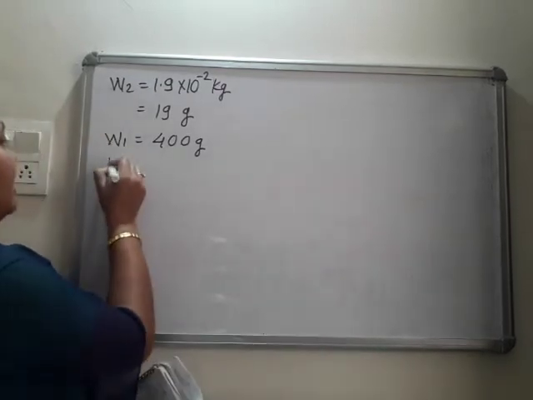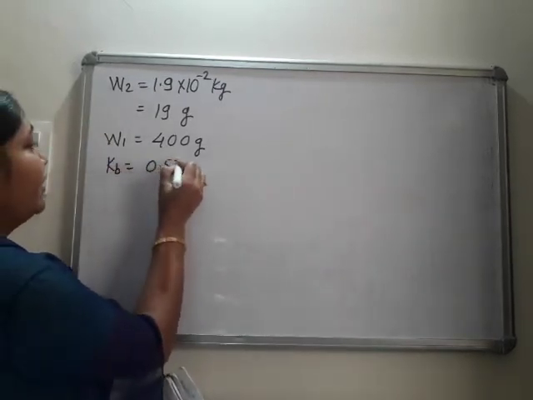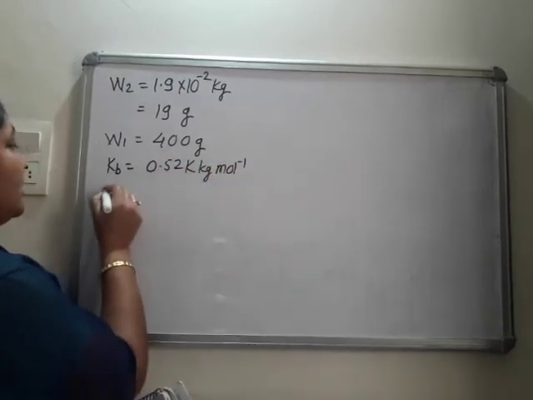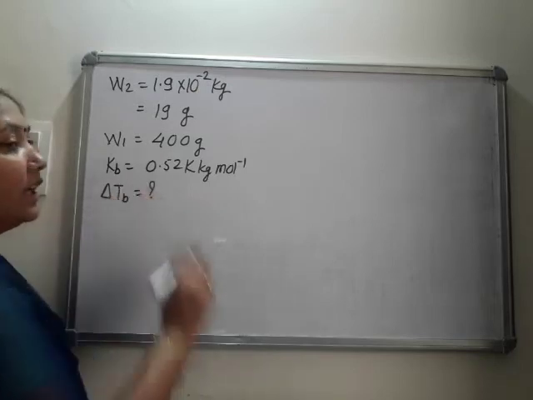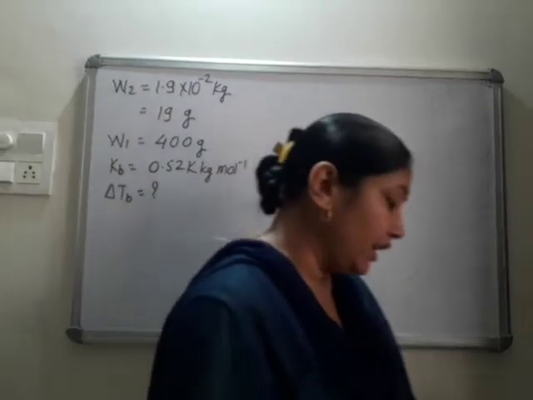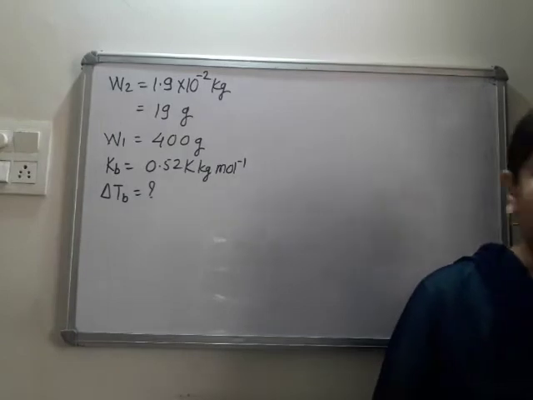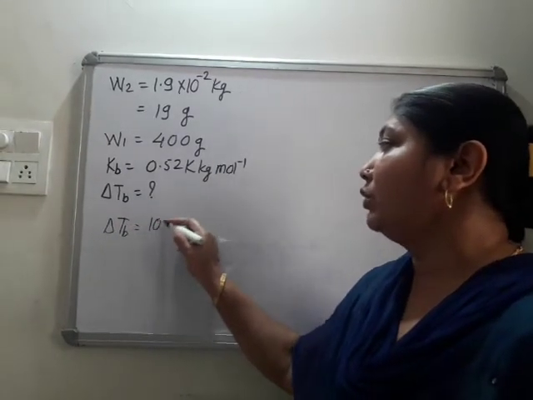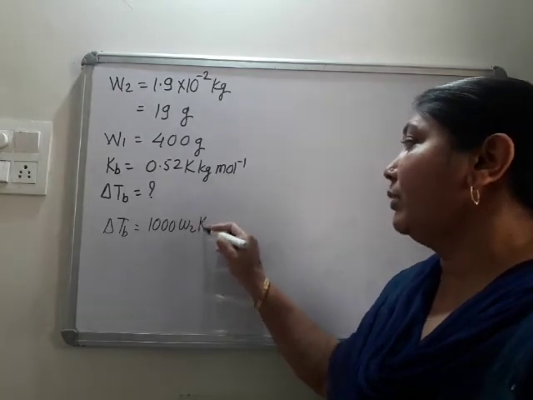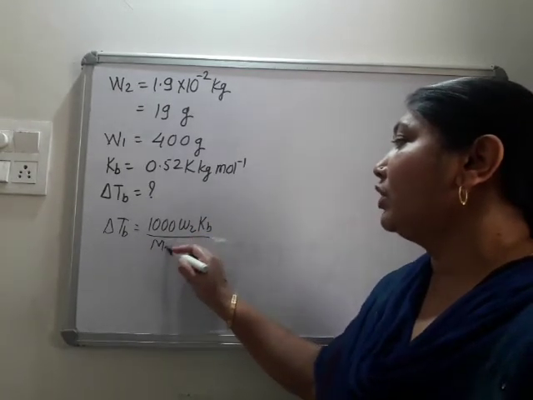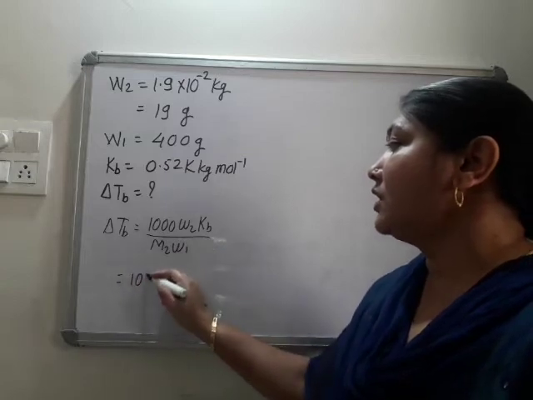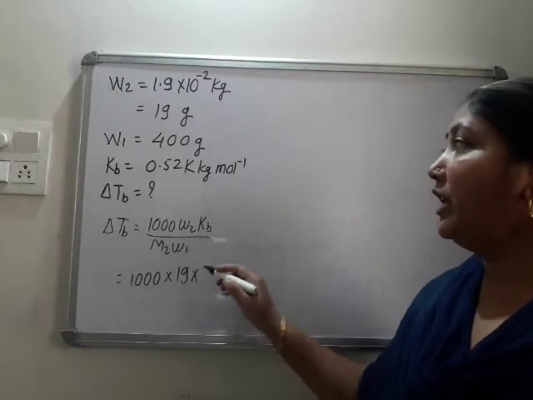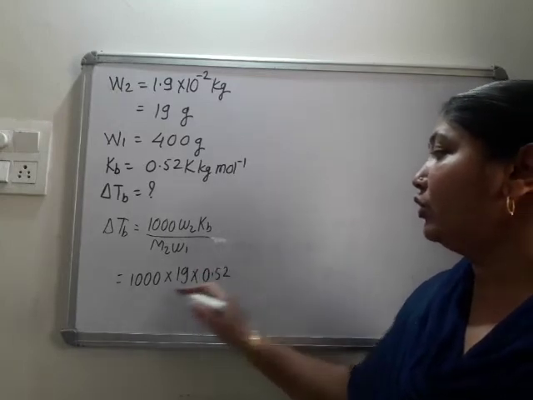What else is given? Kb is given. Kb is 0.52 Kelvin kg per mole. And the question is, what is elevation in boiling point? Means we have to find delta Tb. Put the values in the formula. Delta Tb is equal to 1000 W2 Kb upon M2 W1. Put the values. This is 1000 W2, W2 is 19. Kb is 0.52.